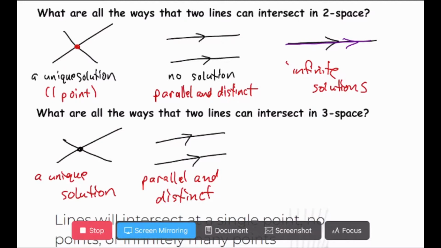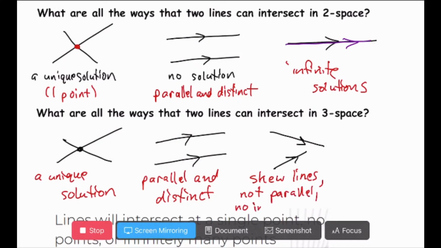So our skew lines are not parallel, but do not intersect. And no intersection means no solution to that system of equations. So it's zero solutions, no solution.